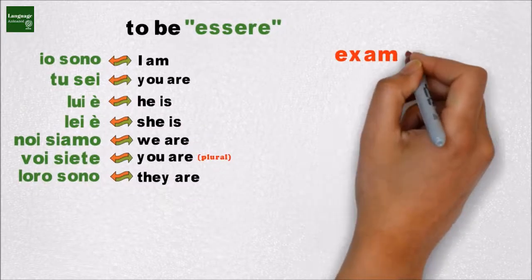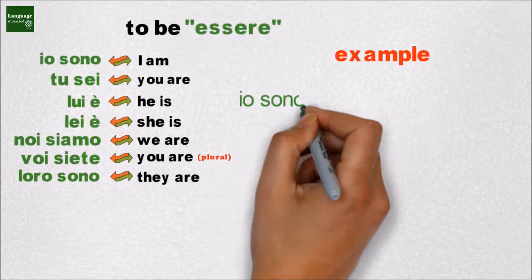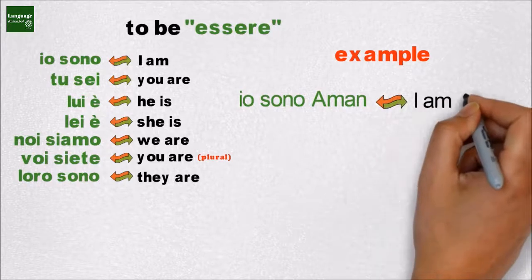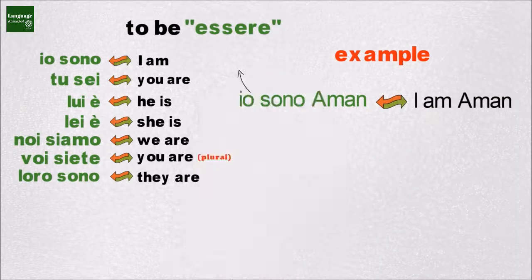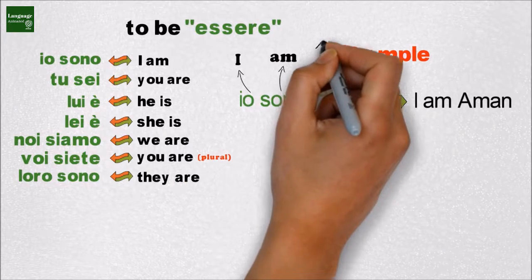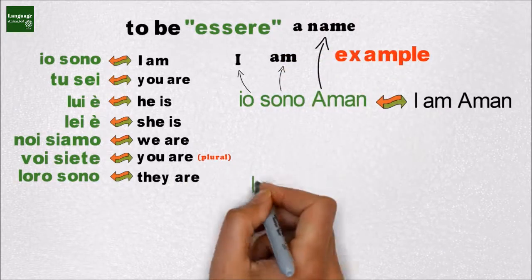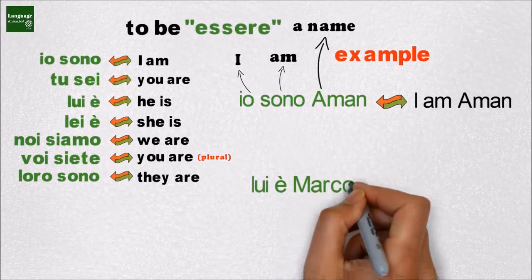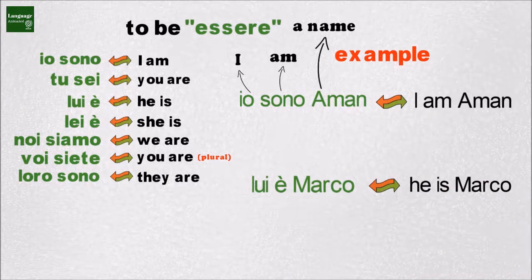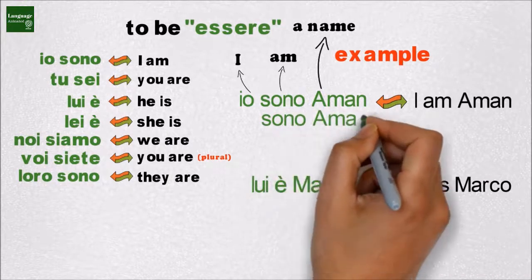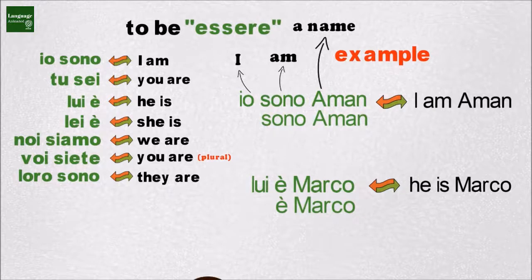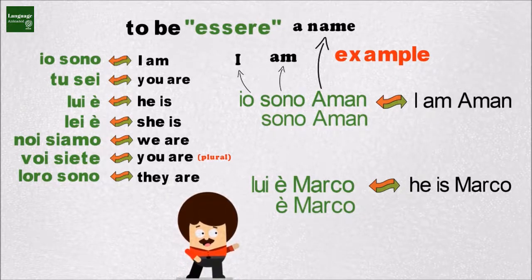Now let me give you some examples about it. Io sono a man. I am a man. Io means I, sono, am, and a man is a name. Lui è Marco. He is Marco. You can also say sono a man and è Marco. You can skip the pronoun when you are introducing someone or yourself to someone. Okay? These were just some examples.